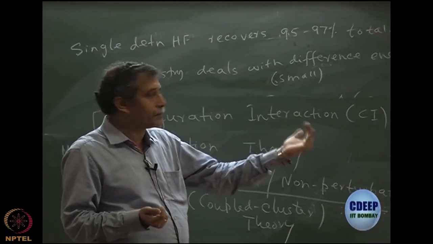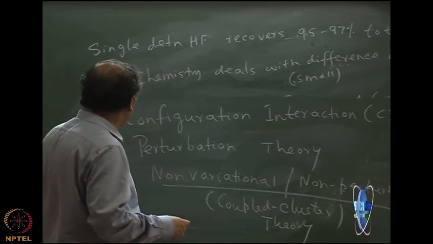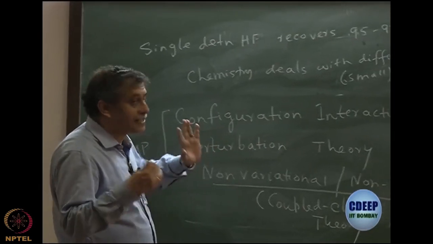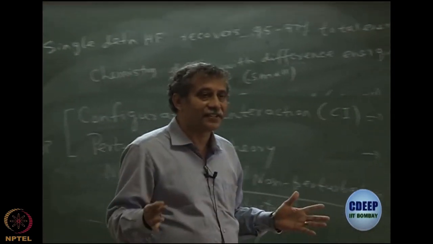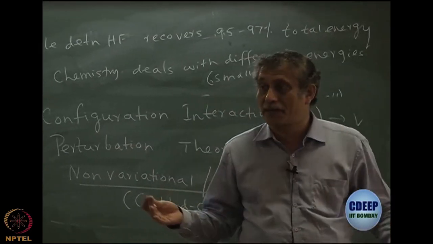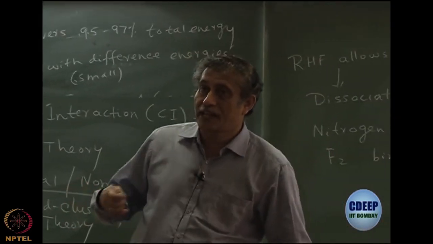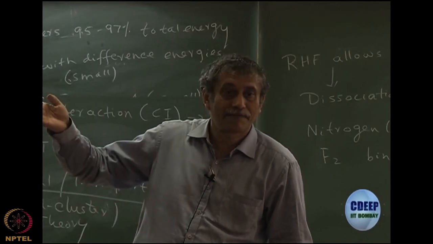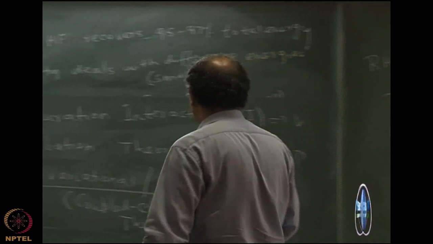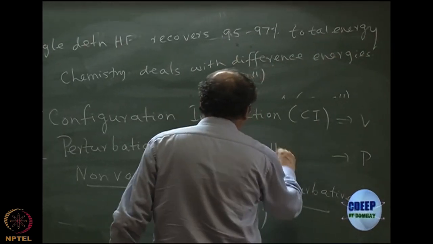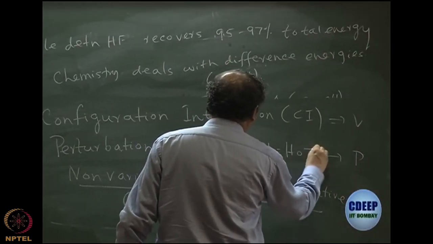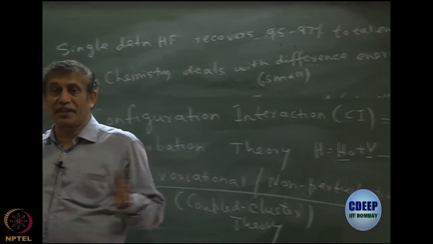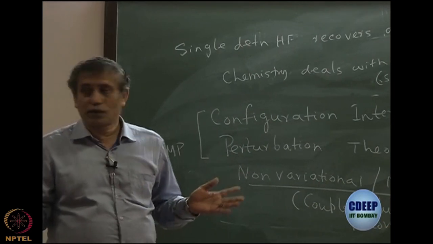I am going to come to that, and these will basically be the MP class of theories, Møller-Plesset. In fact, you will realize the perturbation theory itself has various shades. There are various different types of perturbation theory, because there are various different ways I can write H equal to H naught plus V. Remember, in perturbation theory, the most important part is to write this split, H0 plus V. Depending on how I choose my H0 and V, the perturbation theory will change.